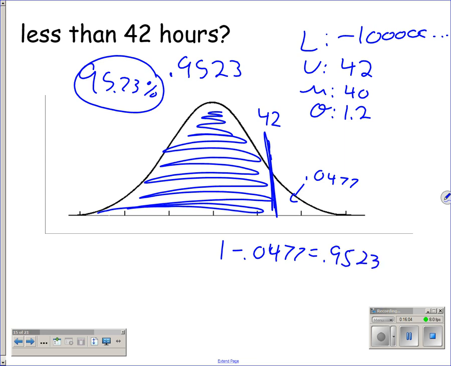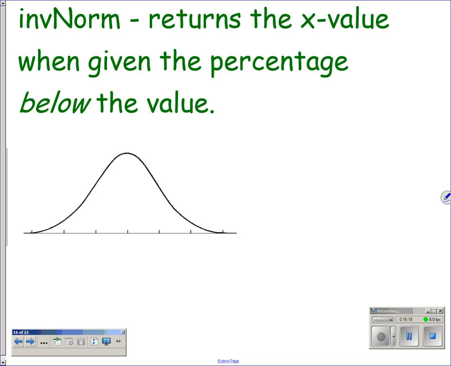Any questions on that? Does that make sense? The percent adds up to 100% left and right. How do you feel about normal CDF? Good? All right, so that's if you're given a value and asked to find the percent.